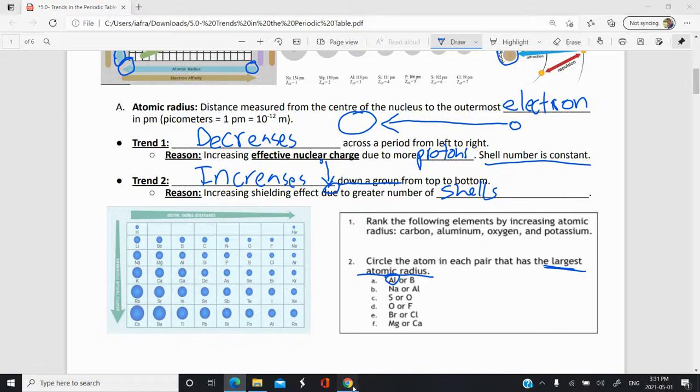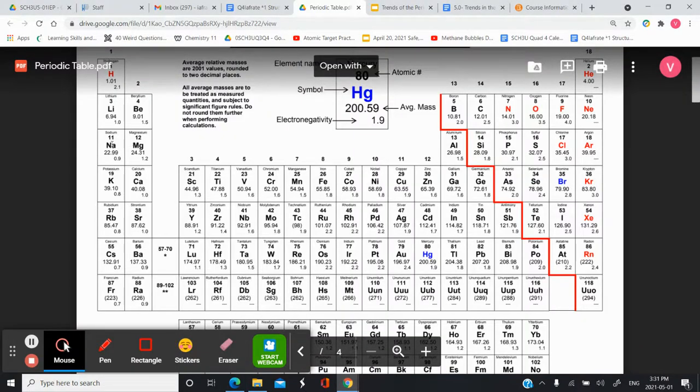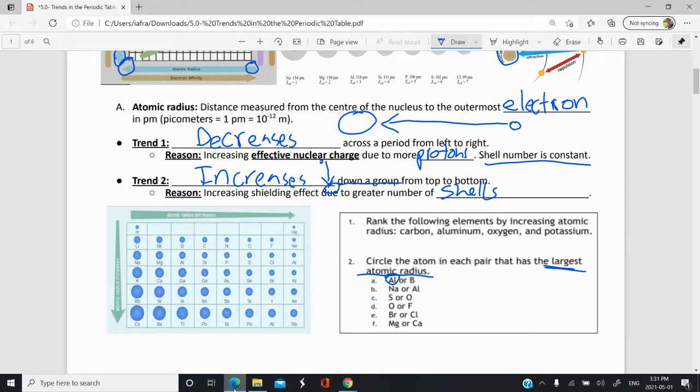So between sodium and aluminum. So here we have sodium, and here we have aluminum. Now we said these are within a period. So within a period, the size decreases as you go from left to right because you have more protons. So aluminum will be smaller. That means sodium is going to be larger. So sodium should be the larger atom. And let's take a look if that's the case. Yes, it looks like sodium is larger than aluminum in that picture.